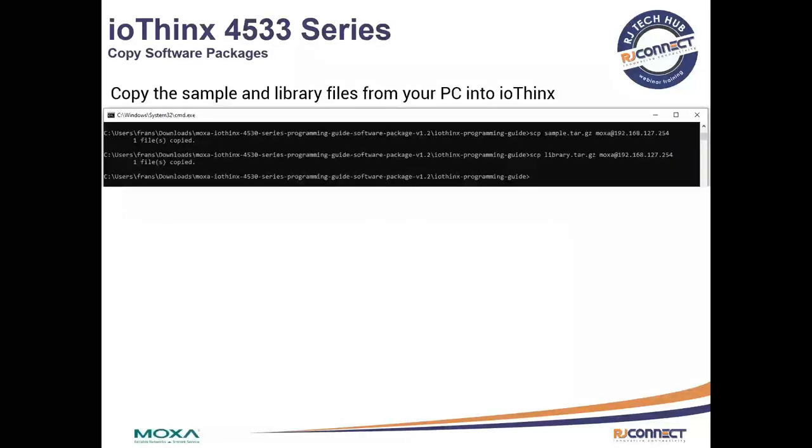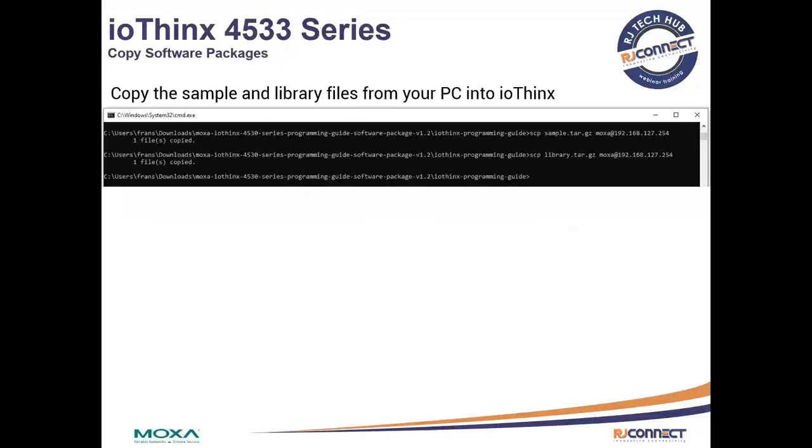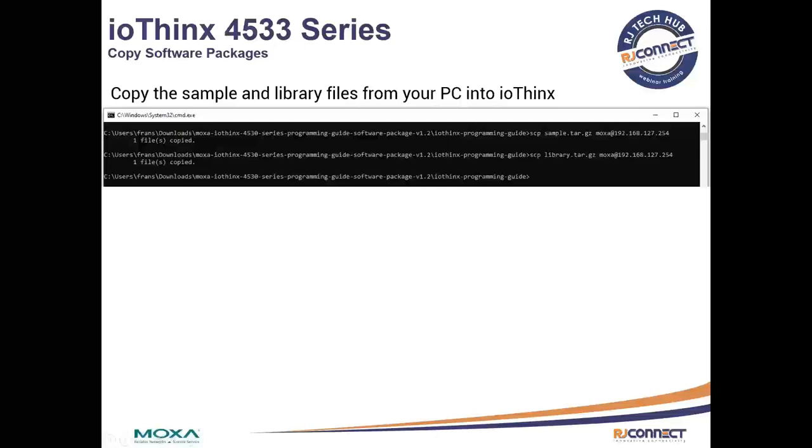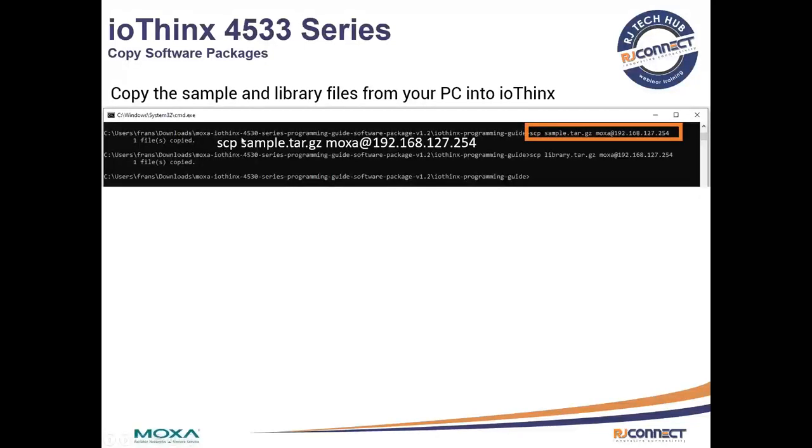Okay. Now, if you are using a Windows computer and you want to transfer the file into the ioThinx, you can open command prompt. What you need to do is connect the Ethernet cable from your computer into the ioThinx 4533. Then open a command prompt and navigate to the location where you stored your file. For example, it's under Download, Moxa ioThinx 4530 series programming guide. That's where the file was stored.